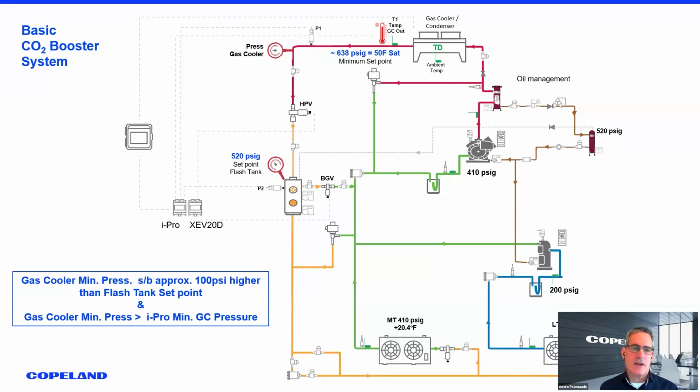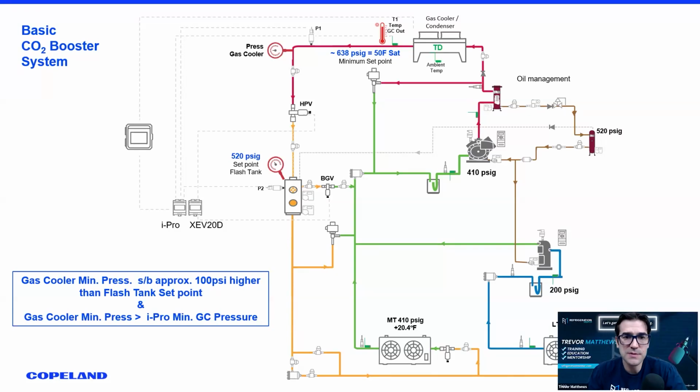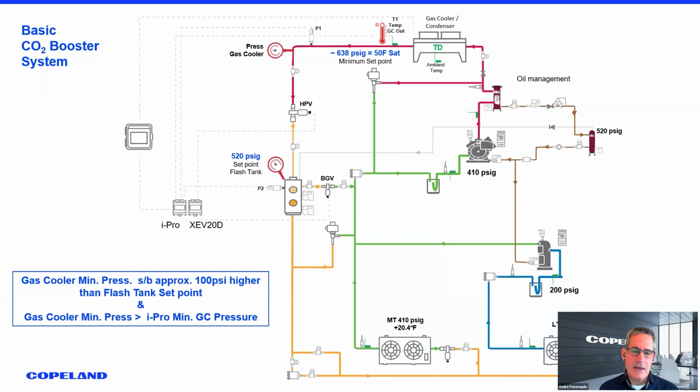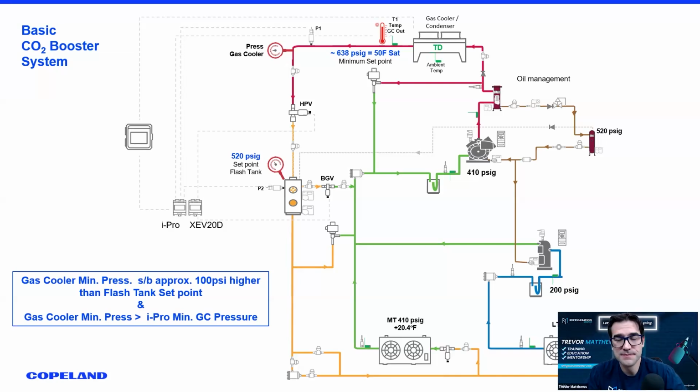I use 50-degree saturation because it's easy, right? About 638 PSI. Yeah, because you don't want the gas cooler pressure to try to get lower than the flash tank. That doesn't make any sense. No, so you want to have it higher, number one.